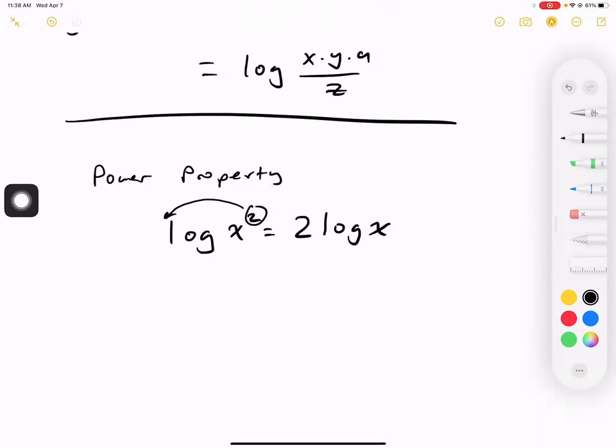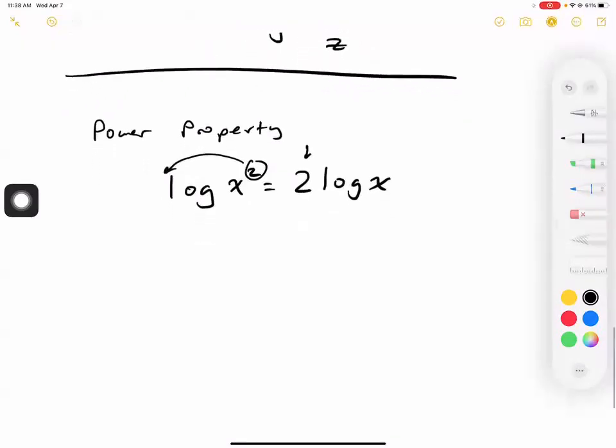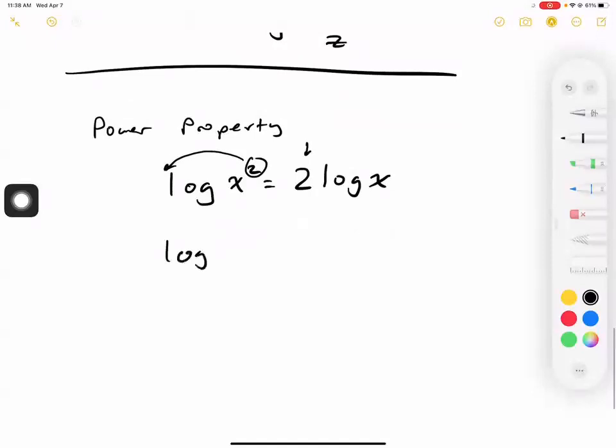So the idea here is logs bring down the exponents. As you can tell, I brought down the exponent here. And now the exponent is in the front. Log of 3 to the x plus 2. Guess what it does to the exponent? You move it to the front. x plus 2 times log of 3.